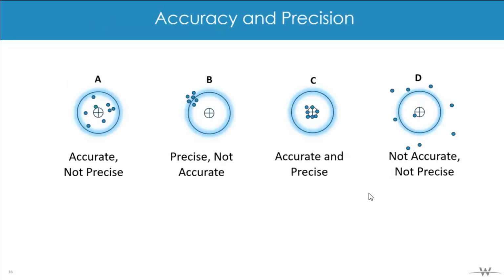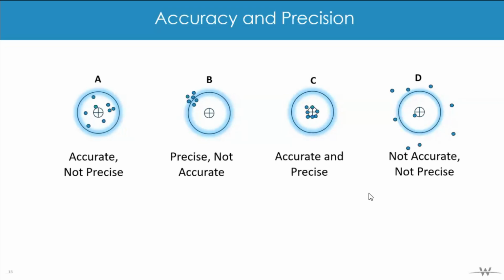And this is just an example here. If I have four scores for a target shooter, for example, A, B, C, and D, if I look at A, I would say this shooter is accurate but not precise. While B, I would describe as precise but not accurate. C is accurate and precise. And D is neither accurate nor precise.